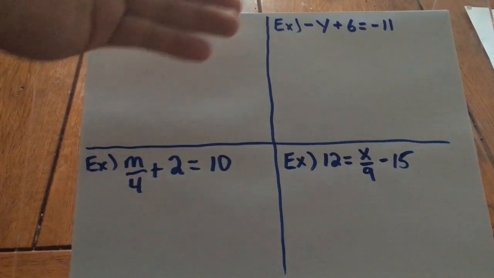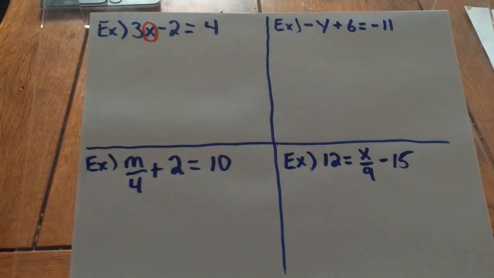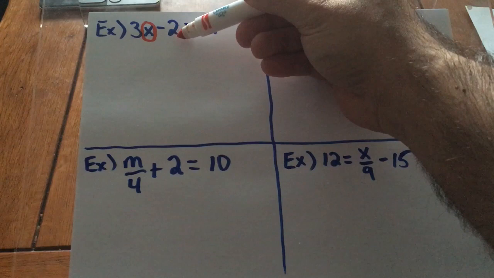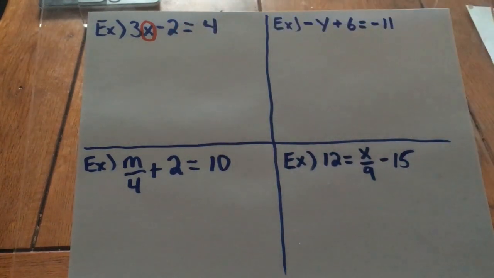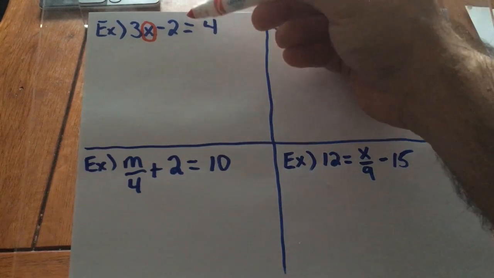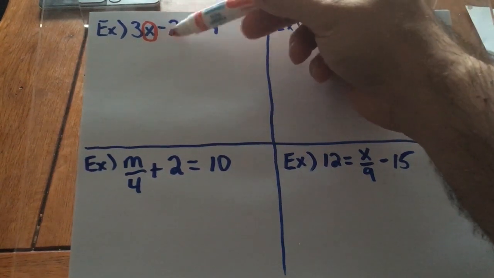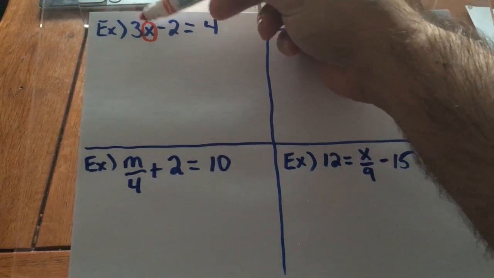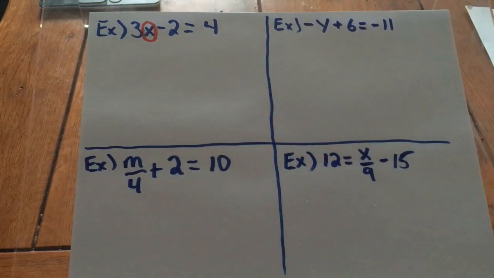Okay? And now you could deal with the 3. You could divide everything by 3, but that's going to make your life more difficult because that's going to give you a fraction. We don't want to do that. So 95% of the time it's going to be easier to get rid of this minus or plus that's hanging out here before we deal with the 3 times x there.